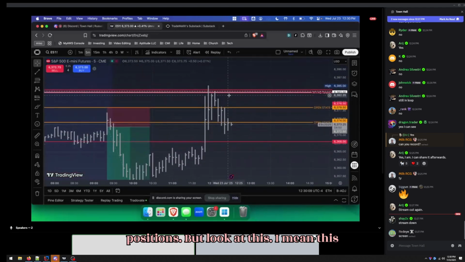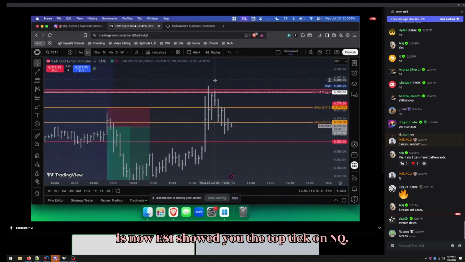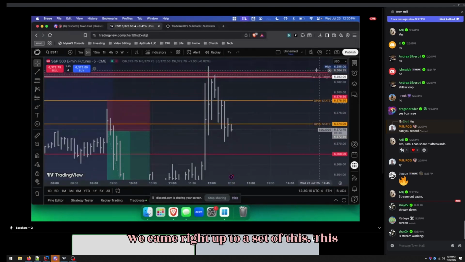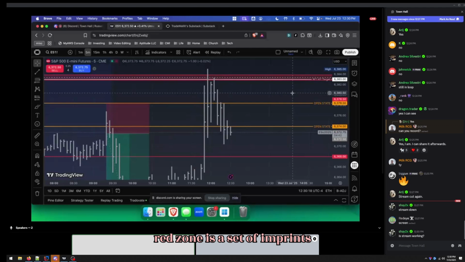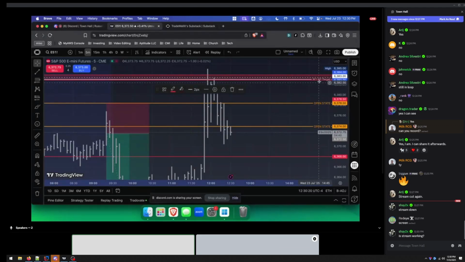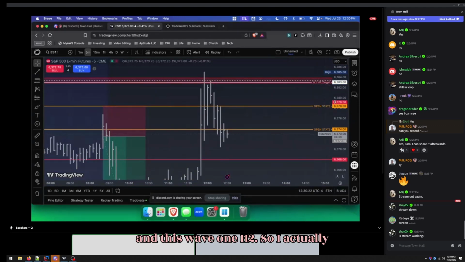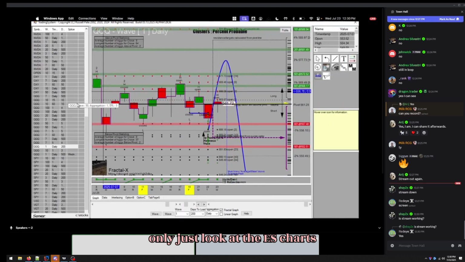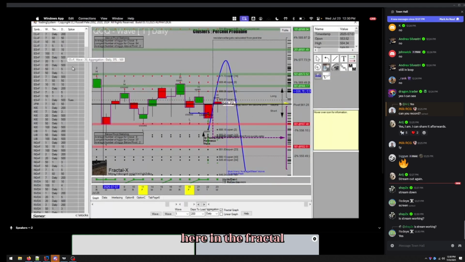But look at this. This is now ES. I showed you the top tick on NQ. We came right up to this red zone, which is a set of imprints, and this wave 1 H2. So I actually calculate the H2 L1 stuff for both NQ and ES. Now for ES, I don't convert from SPY. I only look at the ES charts here in the fractal.